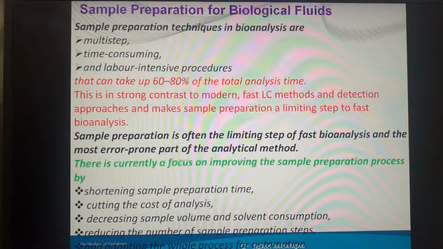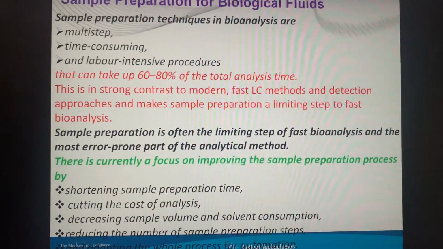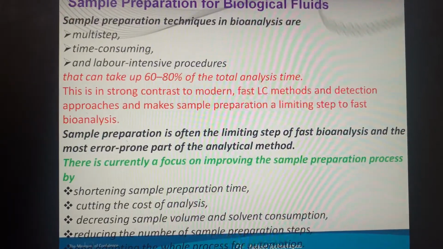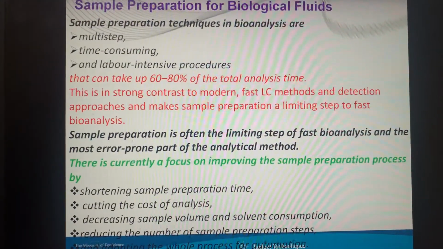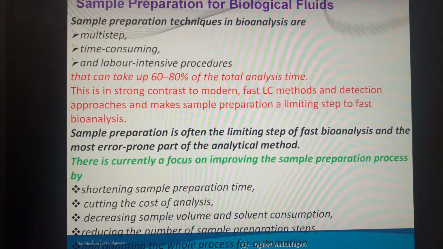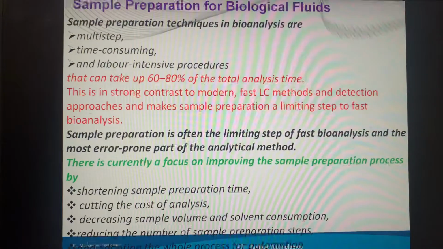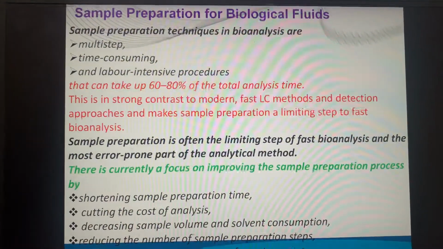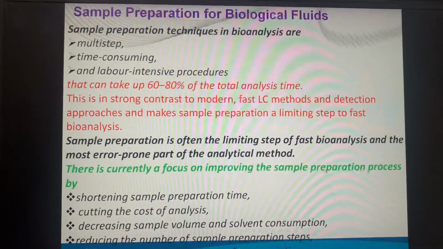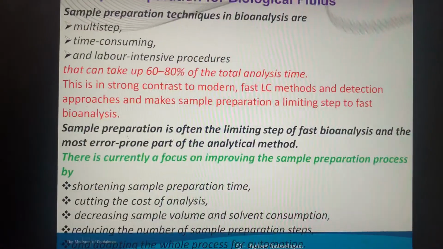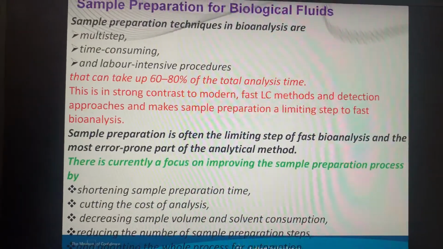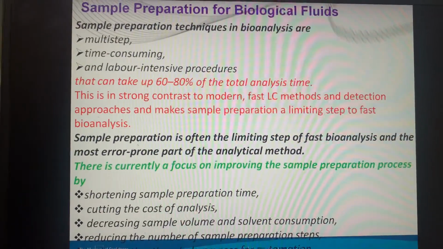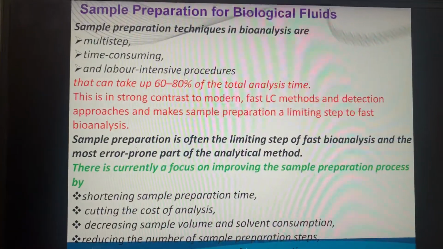They are mostly time consuming and labor intensive procedures. Because it is multi-step and consumes more time, it involves plenty of people at each step. Therefore, it is also said that about 60 to 80% of the analysis time is taken by sample preparation methods only.